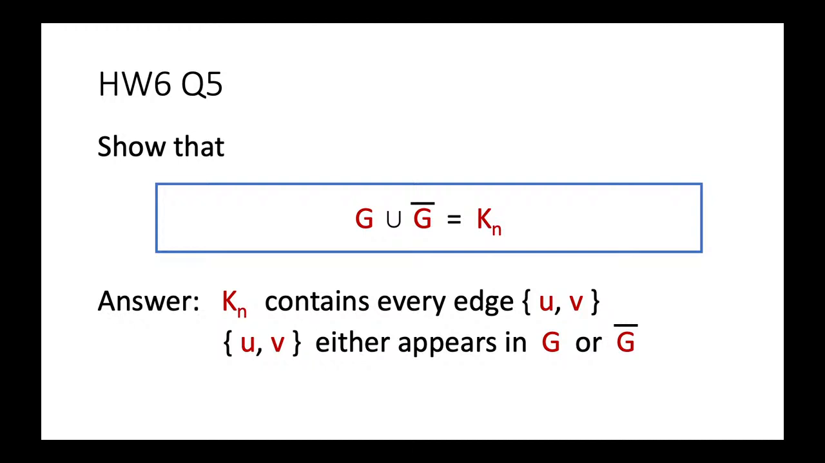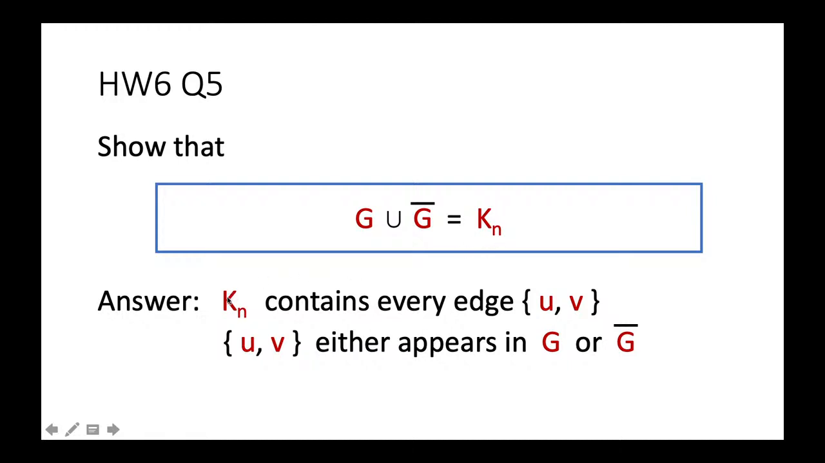We skip question 4 for now because question 5 will be helpful for proving question 4. So we want to show that for a graph G, the union of graph G and its complement. The union of 2 graphs with the same vertex set is simply we keep the same vertices, and then we keep all the edges in the two graphs. So we want to show that the union of graph G and its complement will be a complete graph, and the n here represents the number of vertices in these two graphs.